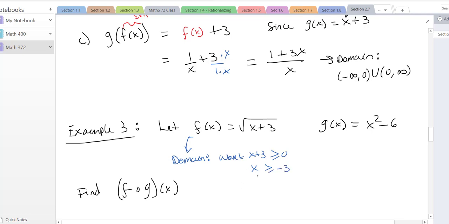So then the domain in interval notation will be minus 3, and I do include it because it does have the equals there, all the way to infinity. So that's the domain of f. What about g?